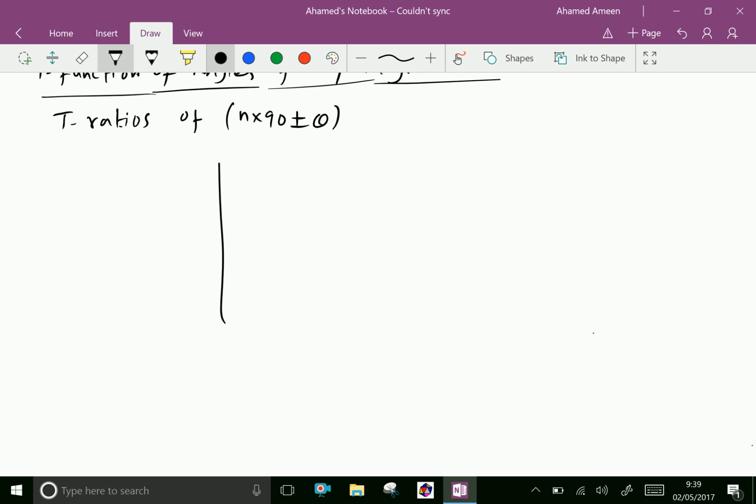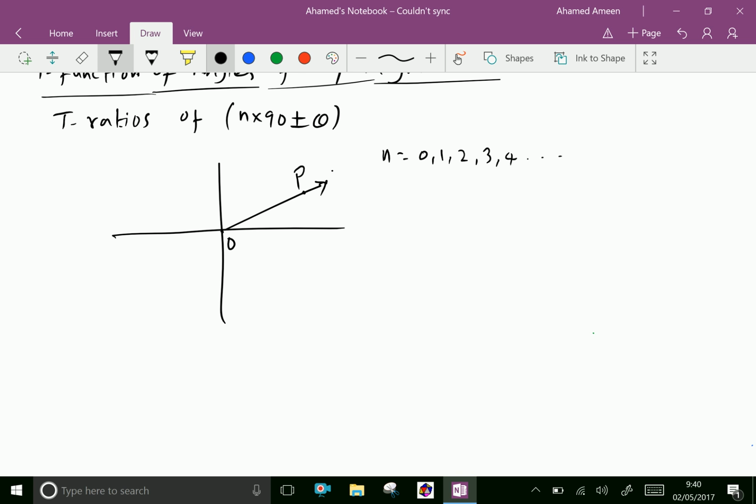Suppose consider this xy plane. Here this revolving line, the point P is here. The line OP is a revolving line with respect to origin, can rotate in anti-clockwise direction in any magnitude of the angle. That angle is n into 90 plus or minus theta, where n equal 0, 1, 2, 3 like whole numbers.